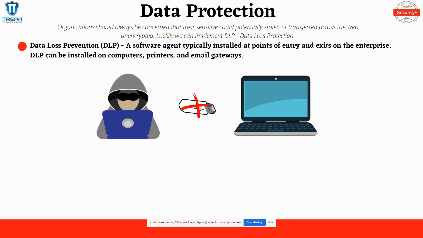Another thing you can do is configure DLP on your email gateways to prevent sensitive data like PII or PHI from leaving the network. PII stands for personally identifiable information, and PHI is protected health information. And we'll talk about these two later on in the series more in depth.